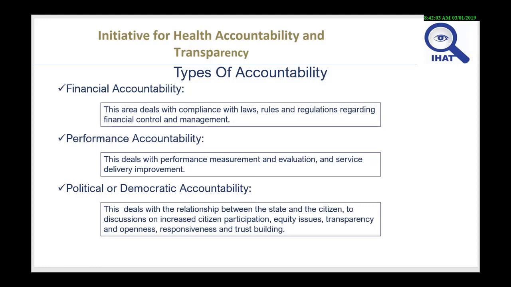Have you got the value for the money? The next category has to do with performance accountability, and this deals with performance measurements and evaluation and service delivery improvement. You have set targets. Have you attained them in terms of performance? That is what this category deals with. The third category, which is very key and very important, is what we call political or democratic accountability. And this deals with the relationship between the state and the citizen. And it's focused on issues that have to do with increased citizen participation, openness, equity issues, transparency, responsiveness, and trust building.